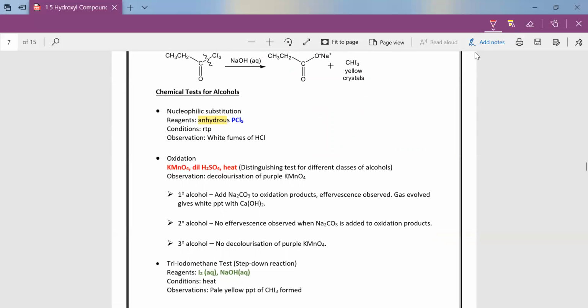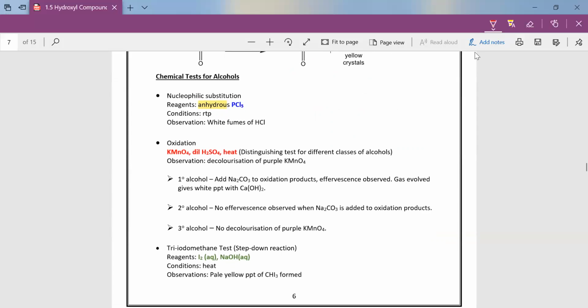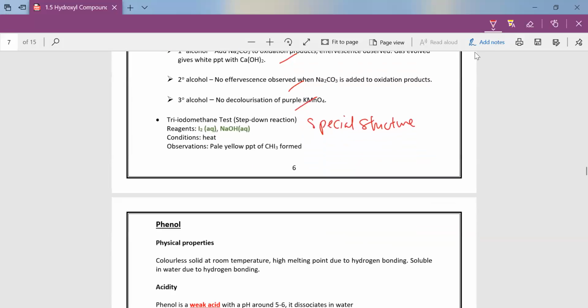Okay, so for the chemical test for alcohol, you can use PCl5, which will give you white fumes of HCl. You can also let it undergo oxidation and then add sodium carbonate to test whether acid has been formed. So these are the three ways you can distinguish primary, secondary, and tertiary. Triiodoform is only for a special structure. If you have a special structure, then yes, you can use the triiodoform test to distinguish between your two compounds.